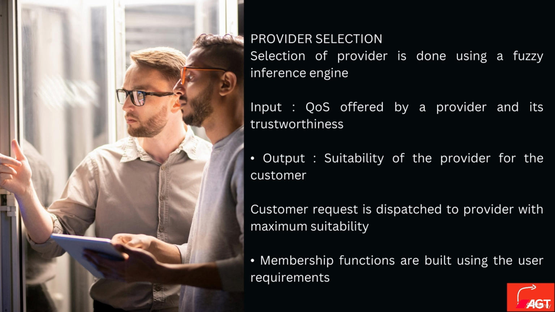Trustworthiness of providers. A key element in establishing a provider's suitability for a customer's needs is their level of trustworthiness. The security and privacy of the customer's data may be compromised by providers who do not have robust security measures in place. Based on their security certifications, adherence to security requirements, and prior performance, providers' reliability must be assessed.